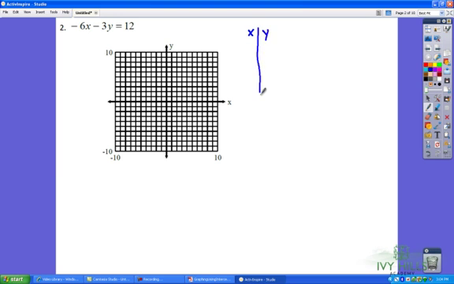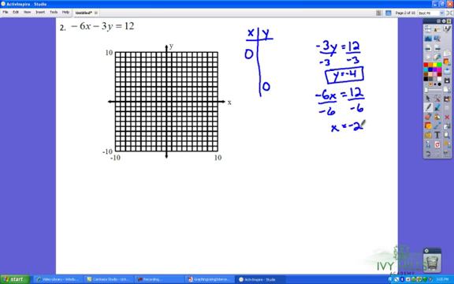So if I make an xy chart, and I wanted to find my y-intercept, I would make x 0. Plugging that back in, I would solve the equation negative 3y equals 12, and then plugging in 0 for y to find the x-intercept, I would get negative 6x equals 12. So dividing both sides by negative 3 is going to give me a y-intercept of negative 4, and dividing both sides by negative 6 is going to give me an x-intercept of negative 2. So a y-intercept of negative 4 and x-intercept of negative 2. Those points will be right here and right here. My line is therefore going to look like this.